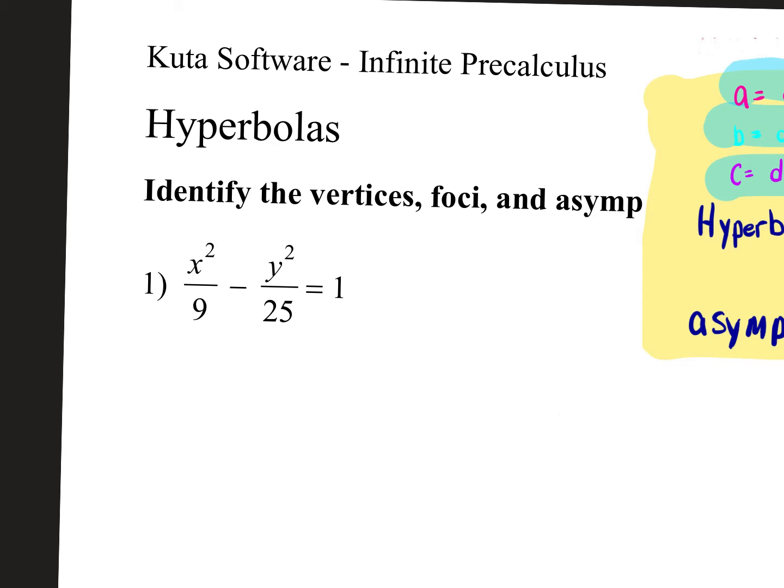A lot. First of all, what do you know? What is the center? It's the center of this hyperbola. What's being added and subtracted to x and y? Nothing. So it's 0, 0.